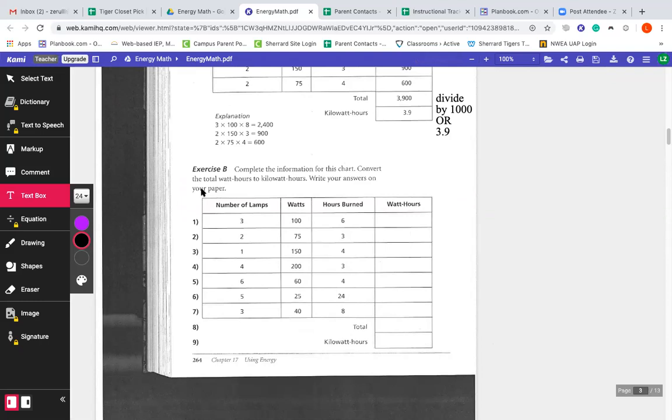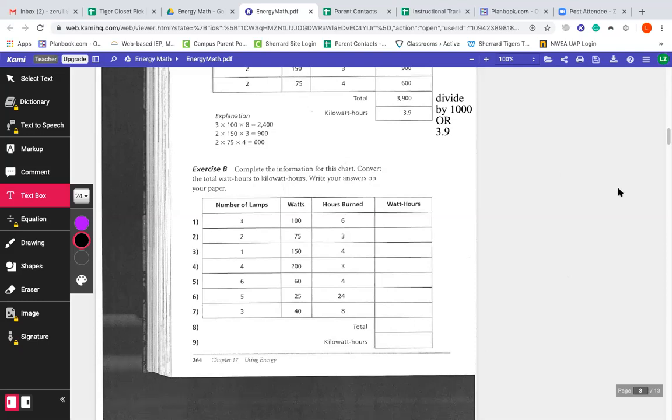So if I go down to exercise B, which is your assignment today, complete the information for this chart, convert the total watt hours to kilowatt hours, and write your answers on your paper. So when you fill this out for me, you can number it, put it on a doc, or you can do it on pencil paper and take a picture and send it to me, whatever works best for you, okay?